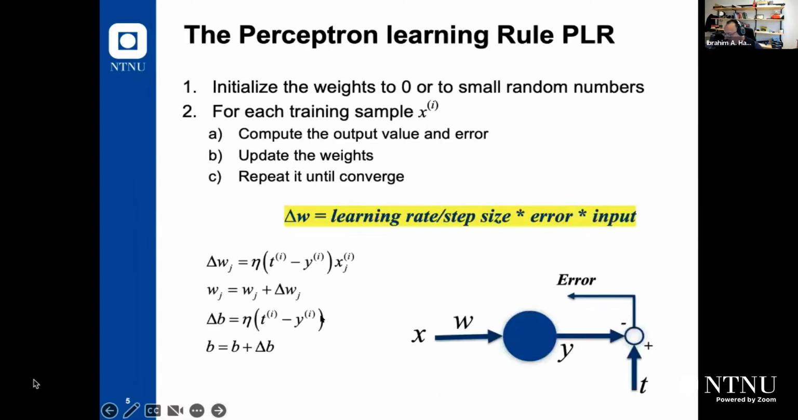How can we use this perceptron learning rule? The perceptron learning rule is very simple. But maybe we should take an example first before using the perceptron learning rule?